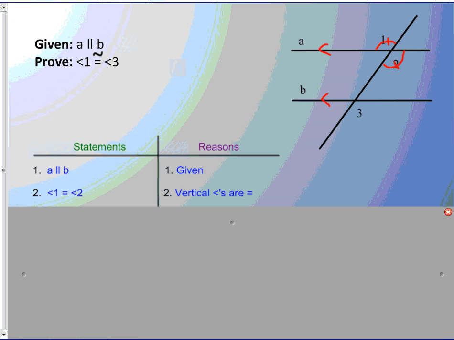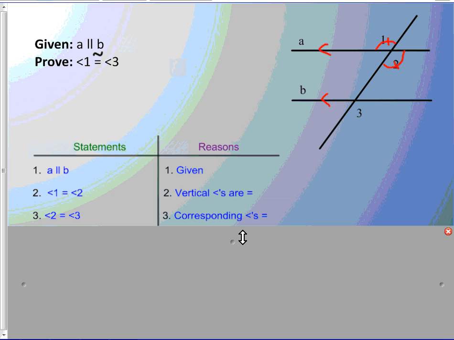All right. Okay, now something else you should notice right away is that angle 2 is actually congruent to angle 3. And the reason being is that they're corresponding angles. So I can mark that again. Okay, so angle 2 is congruent to angle 3.